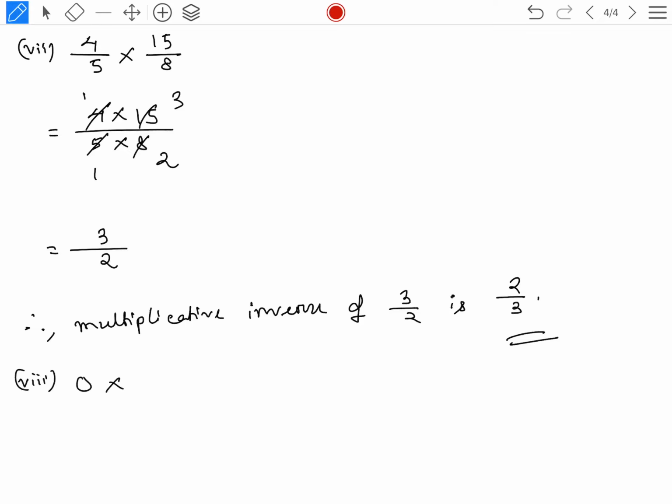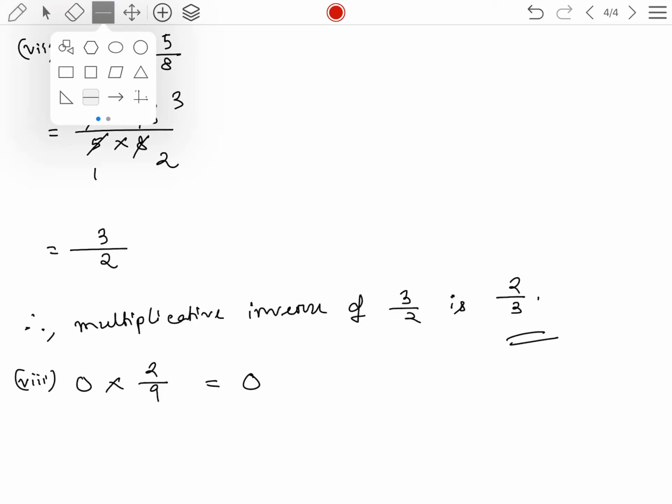Look at number 8. We have done 7 already. Look at number 8. It is given 0 into 2 by 9. Now see, when we multiply any number by 0, what will be your answer? 0. Okay, now what is the multiplicative inverse or reciprocal of 0? Now pay attention to this one.